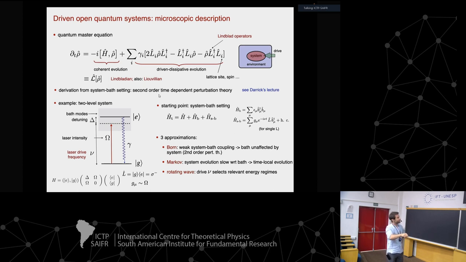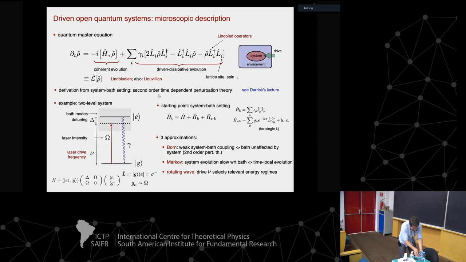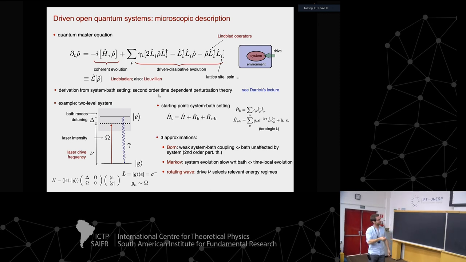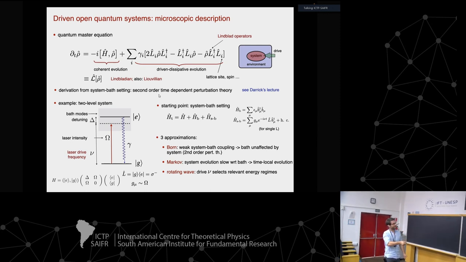Okay, and there are then three approximations, I guess. Did you walk through these approximations? Very good. So there's a weak system-bath coupling, so that means the bath is unaffected by the system. There's a Markov approximation that tells you the system evolution is slow compared to the bath, and that gives rise to this time-local structure of the evolution. So on both sides, we have rho at t and no memory that goes back into the past. And there's a rotating wave approximation, which tells you that some of the drive selects relevant energy regimes.